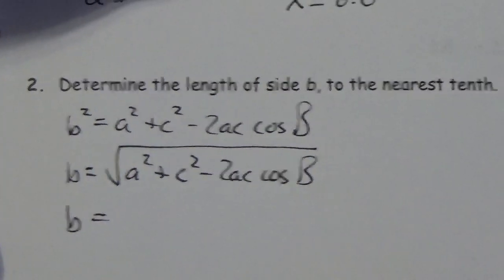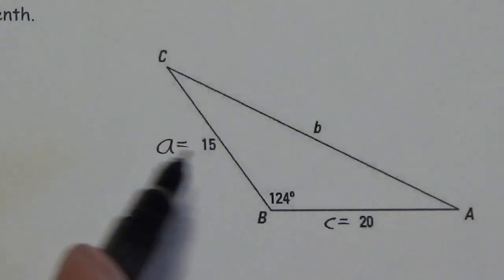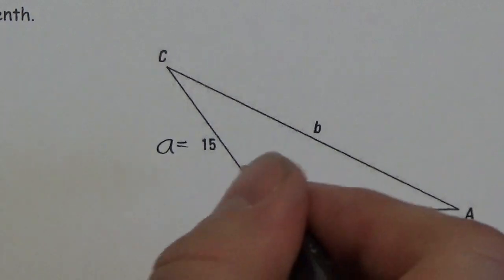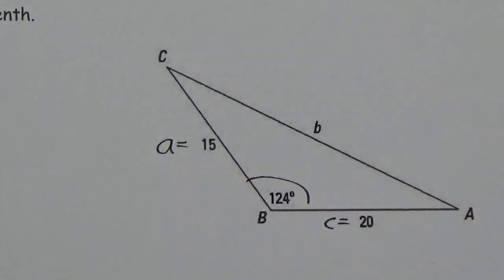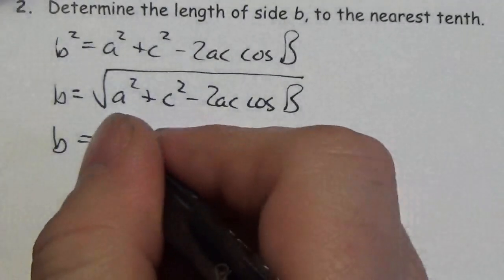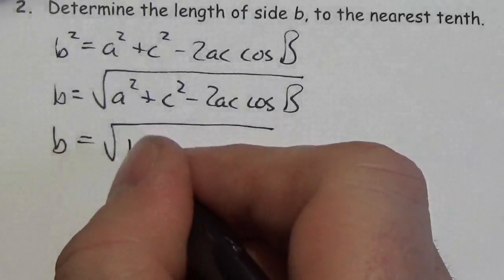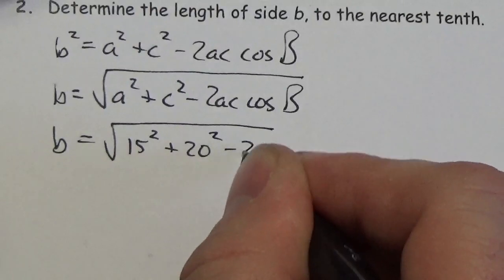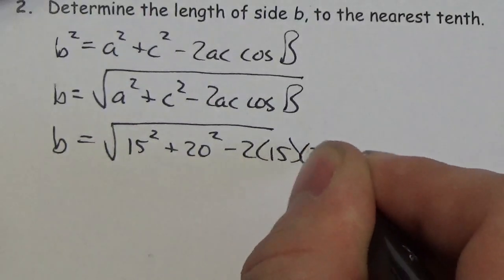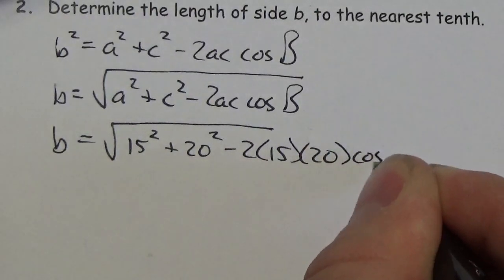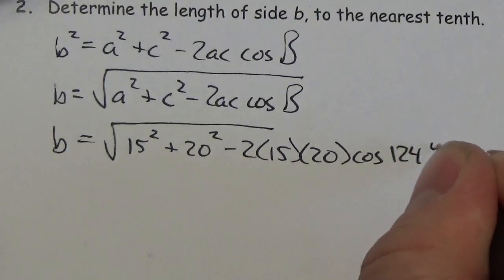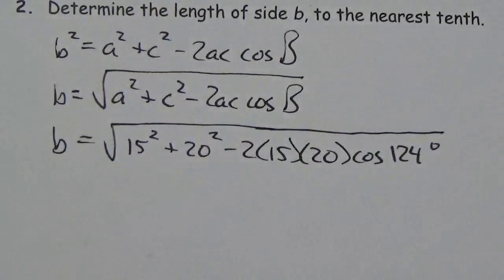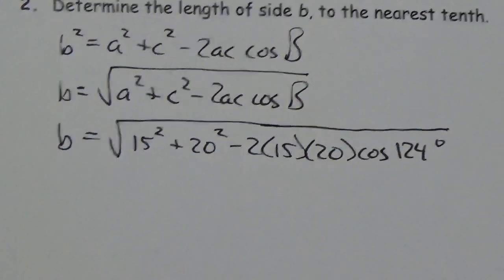Now I'm going to go get the pieces that I need. I know that side A is 15, side C is 20, and the angle B here is 124. So let's plug that in. That'll be the square root of 15 squared plus 20 squared minus 2 times 15 times 20 multiplied by the cosine of 124 degrees. And then I have to make sure that my square root goes over the whole thing, because I want to make sure that I'm doing that part correctly.